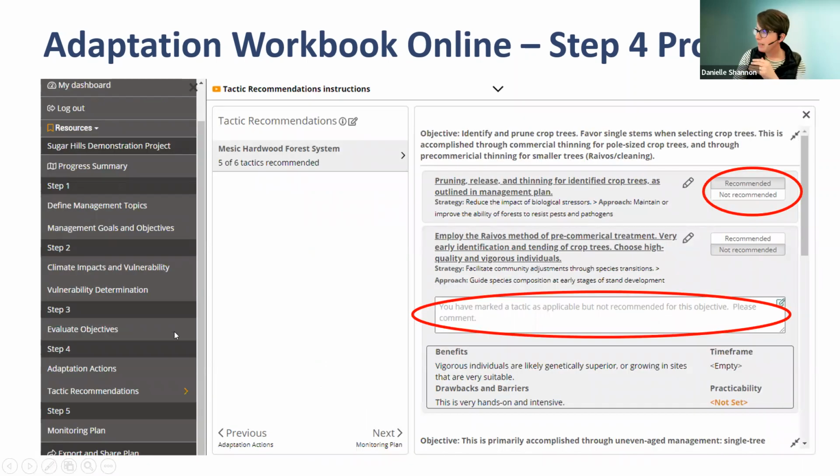Final piece is to decide if you are recommending this tactic. Like I said, you don't have to. You can have lots of different tactics and several of them are not recommended, but as a default, they are all recommended. Now, you may choose to not recommend based on institutional policies in your organization or just writ large within your state, especially related to assisted migration. There are some rules that are something you might want to look into. But take advantage of this comment box to explain why this tactic is not recommended for that objective.